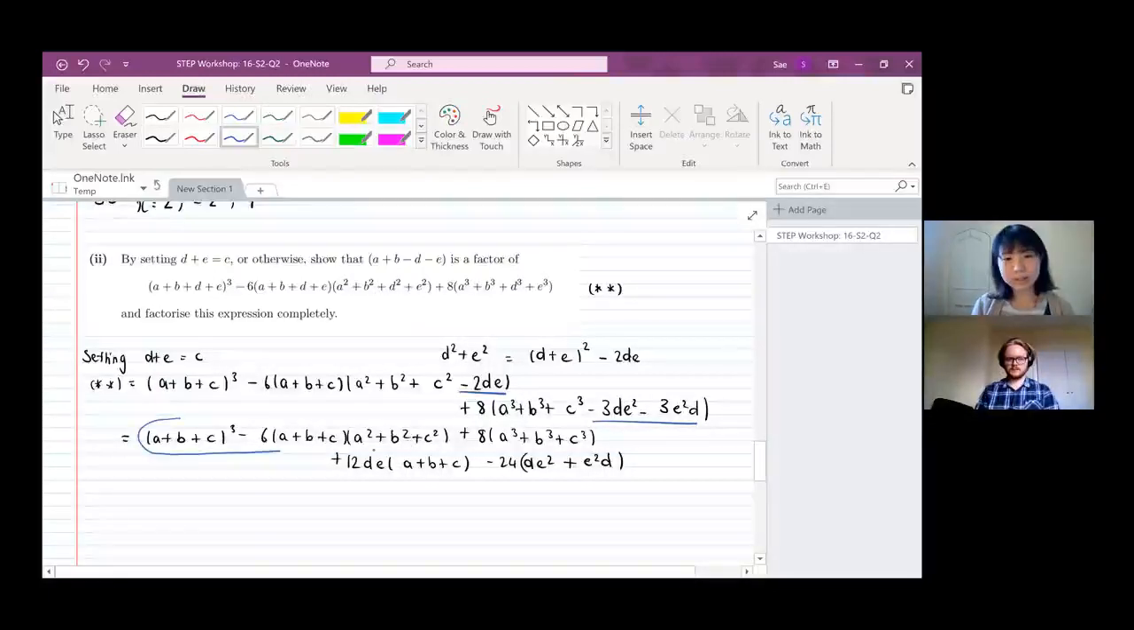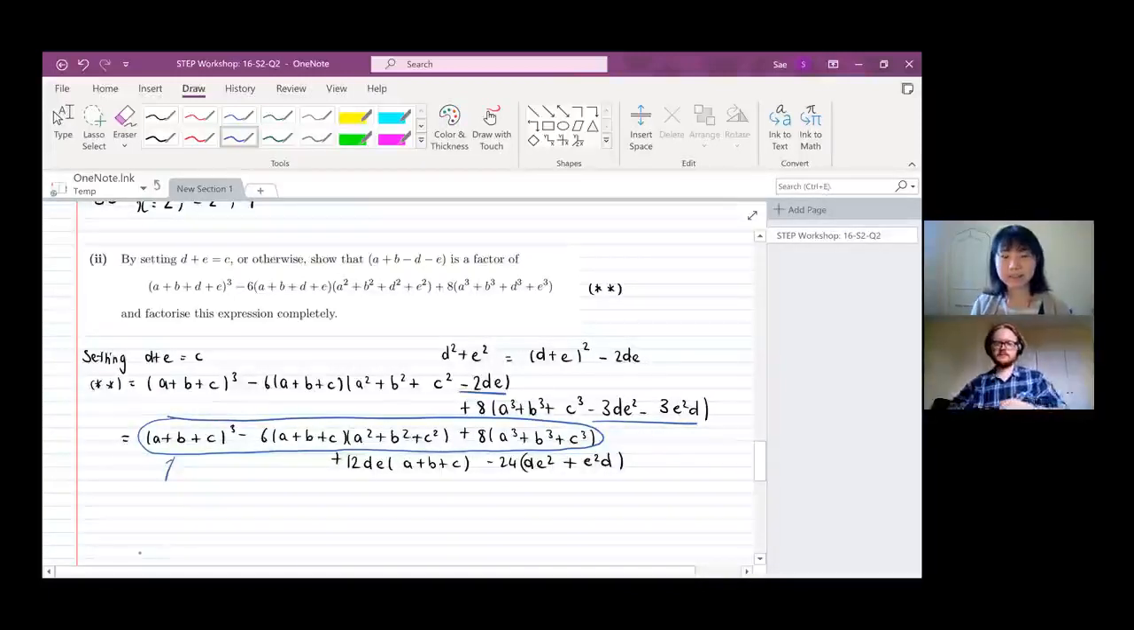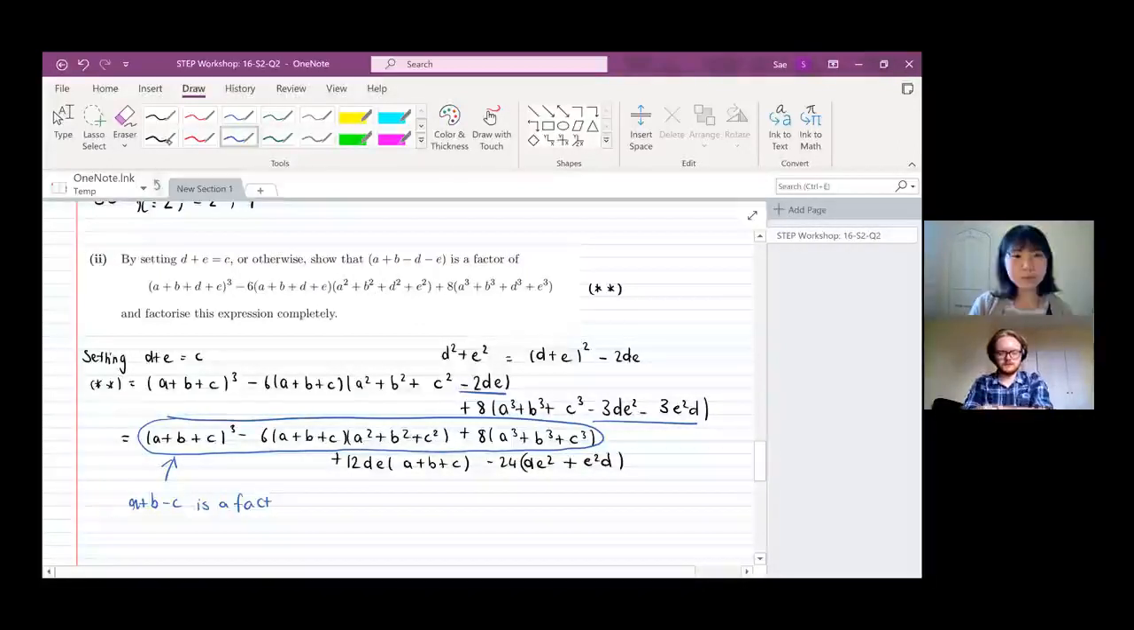And then, well, what do we know about a plus b minus c in this bit here? From the first bit? Yes. In the very first part of the question, we showed that a plus b minus c is a factor of the bit that's circled here. And so all we need to do now is to show that a plus b minus c is a factor of this bit here.